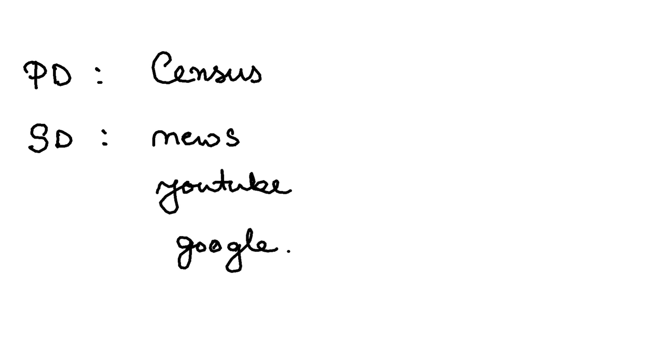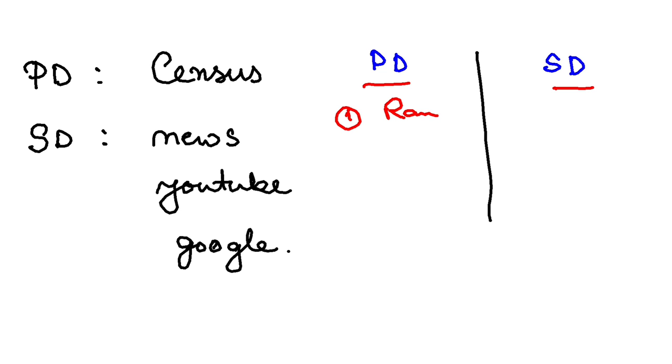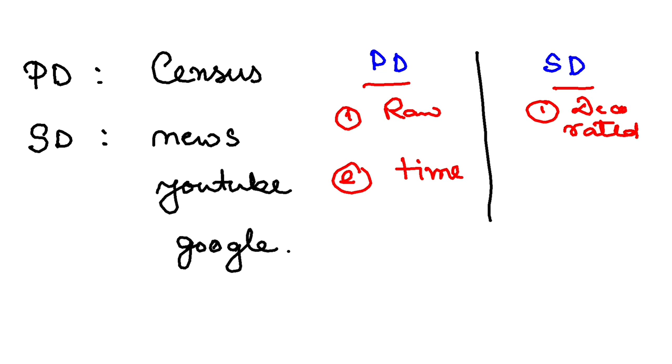Okay, so in brief, if I want to understand the difference between primary data and secondary data, what will be my points? The first point is that primary data is raw, and secondary data is not raw, it is rather decorated data. The second point of difference can be that in primary data, a lot of time and money has been spent to collect the data. In secondary data, time and money has been saved rather.